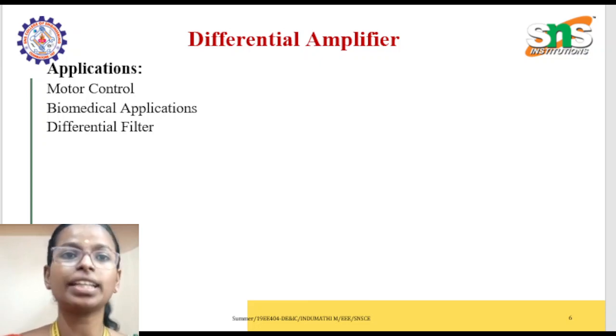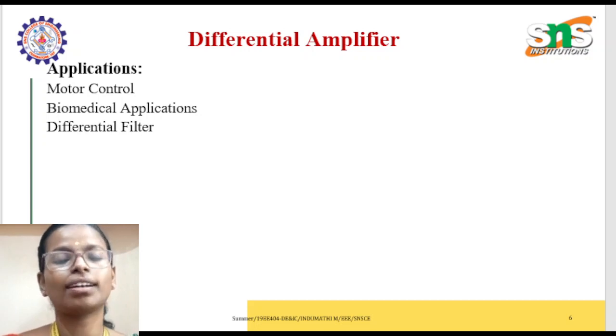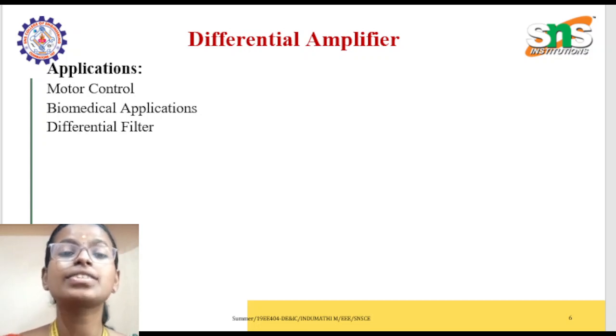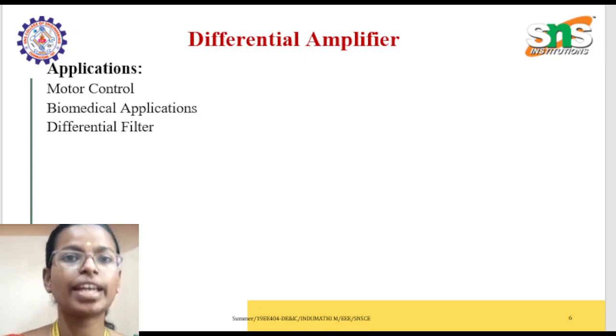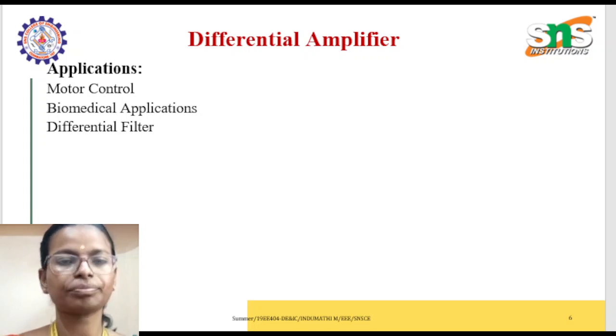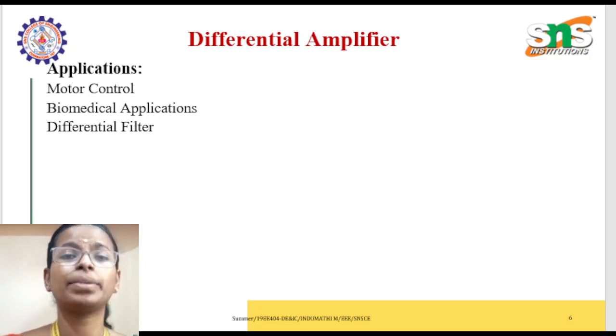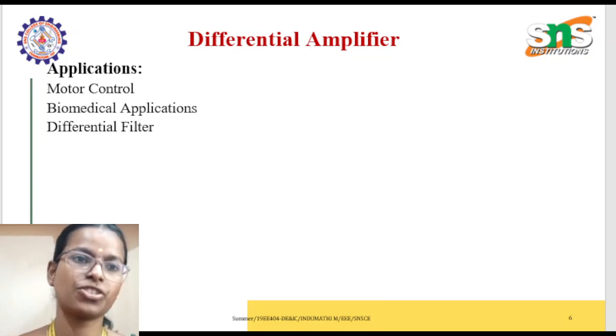The first application here is motor control. It is used to control the motor in various aspects, and it is used in biomedical applications, for example EEG and ECG. Next is the differential filter. These are the applications of the differential amplifier.